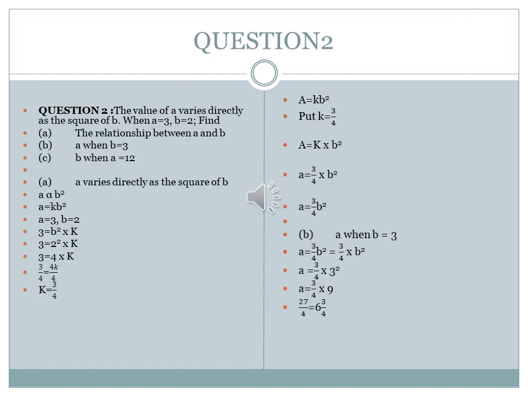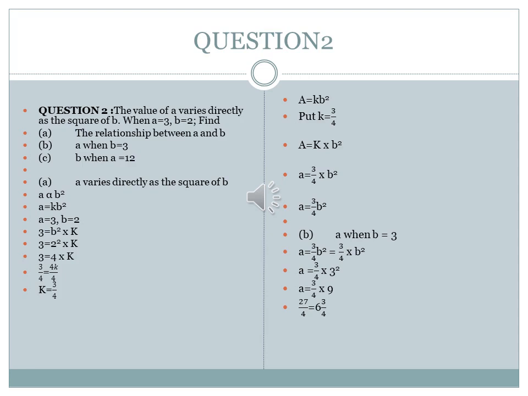Now we'll look at question 2. The value of A varies directly as the square of B. When A is equal to 3, B is equal to 2. Find A, the relationship between A and B. B, A when B is equal to 3. C, find B when A is equal to 12.